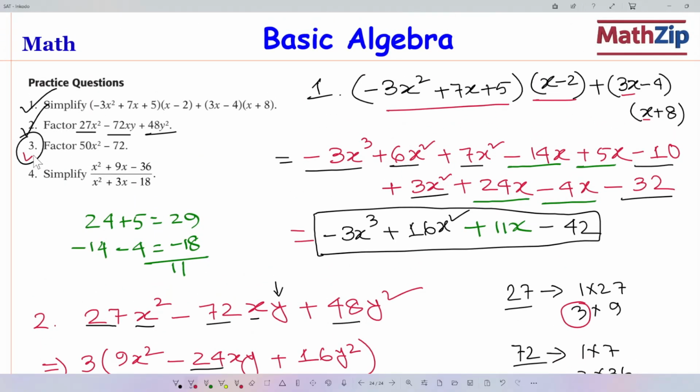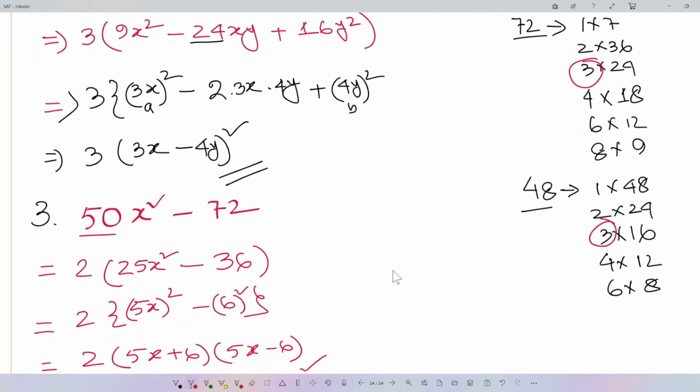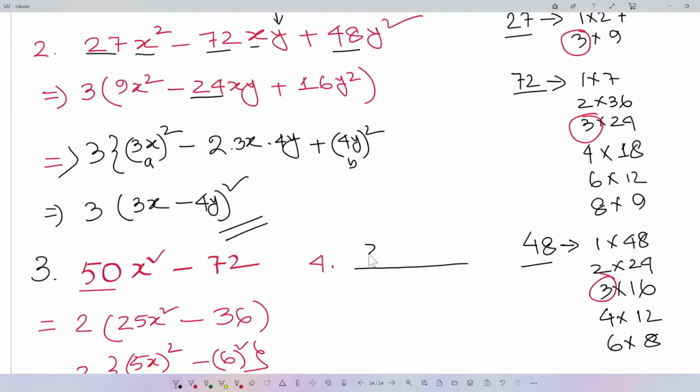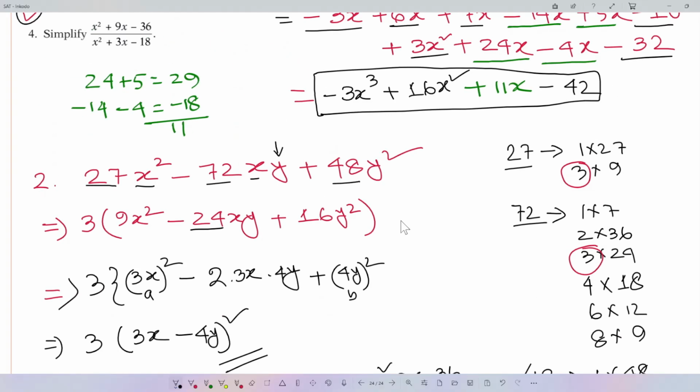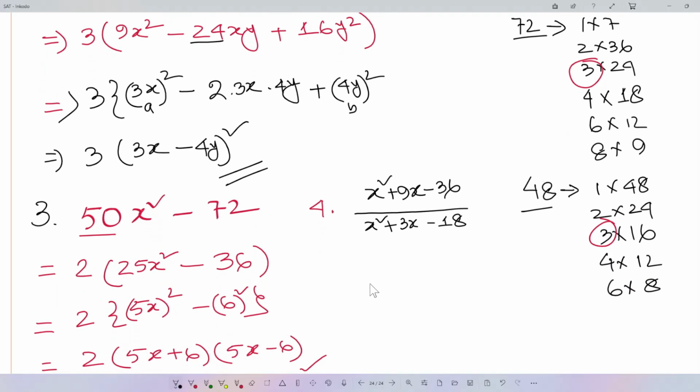So number 3 done. Number 4, we will simplify. We can write in the numerator x² plus 9x minus 36, divided by x² plus 3x minus 18 in the denominator. So first we have to try, if possible it's good, if not then we will try to find another rule. By middle term factor we are trying to solve this one.